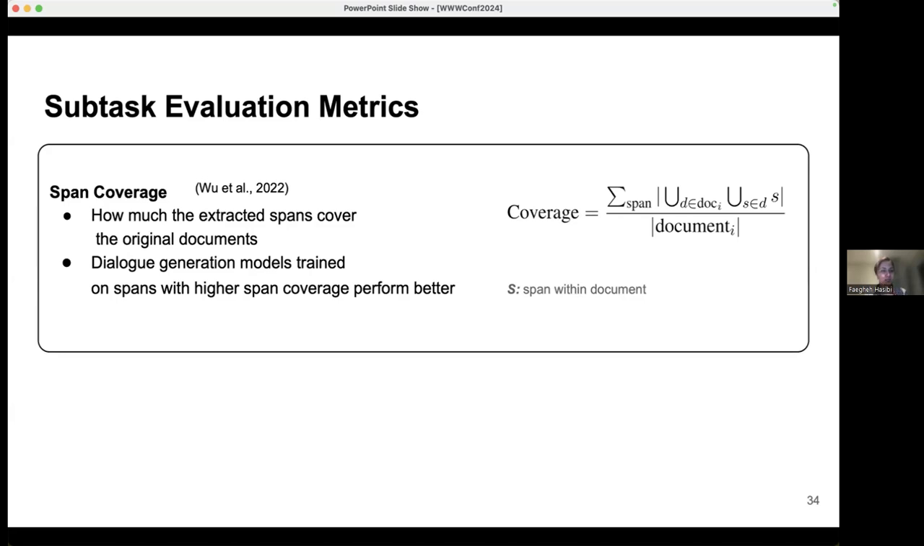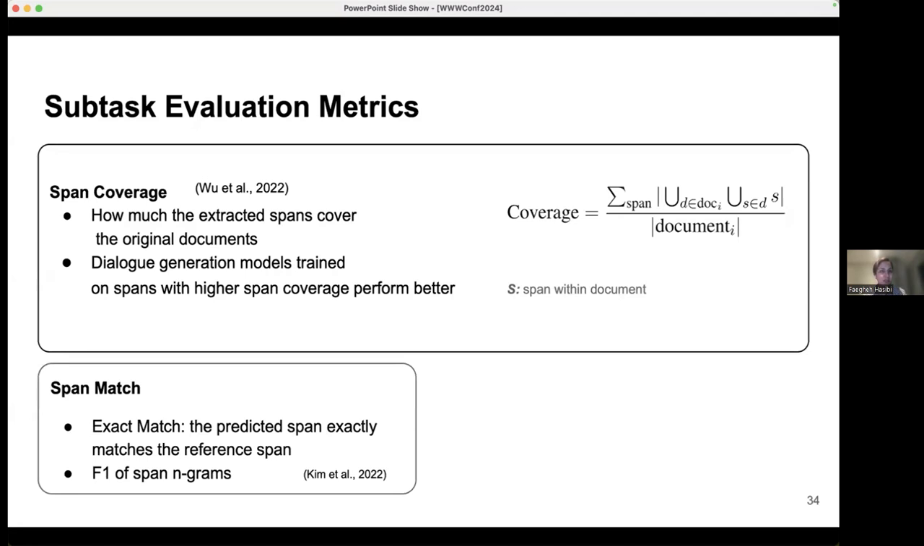Then we have the subtask evaluation metrics. In the subtask evaluation metrics, we have span coverage. This is used when we want to generate a conversation based on a given document. In this document, we have some text. We want to see how much of this text in the document is covered in the generated utterances. The metric is very simple. We compute the overlap between the document and the generated sentence, and then we normalize it by the length of the document. The idea here is that the dialogue generation models that are trained on spans with higher span coverage perform better on the downstream task.